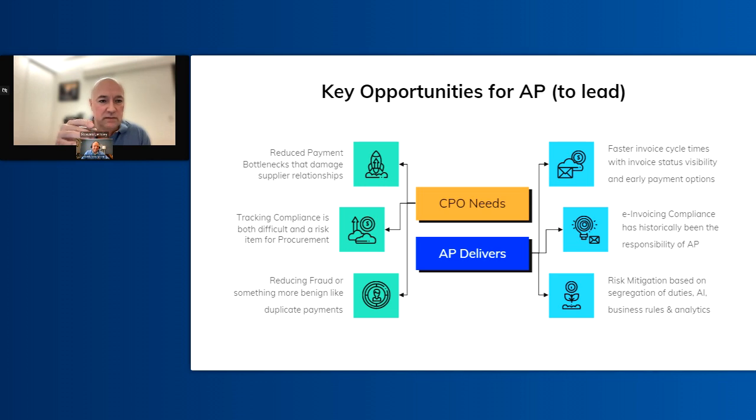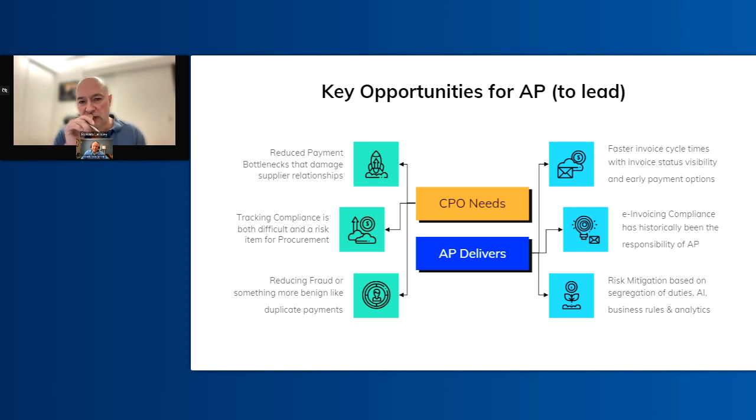And we're talking about connecting relationships between buyers and suppliers that might be damaged if the payment's off. We're talking about compliance, which is never easy. SRM is one way to track compliance, but there's another layer of compliance that relates to e-invoicing that needs to be considered. And then fraud is a perennial thing.